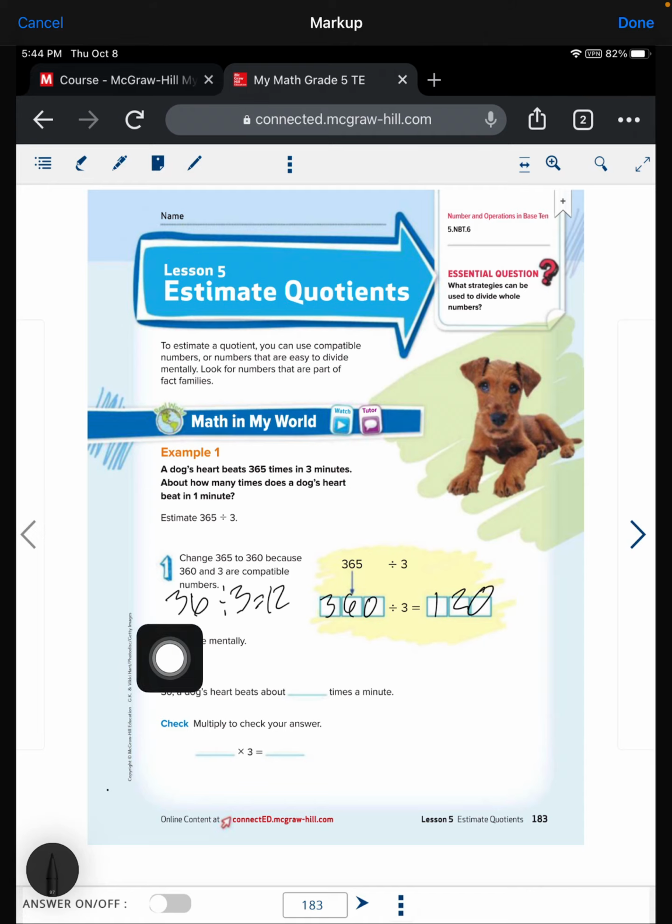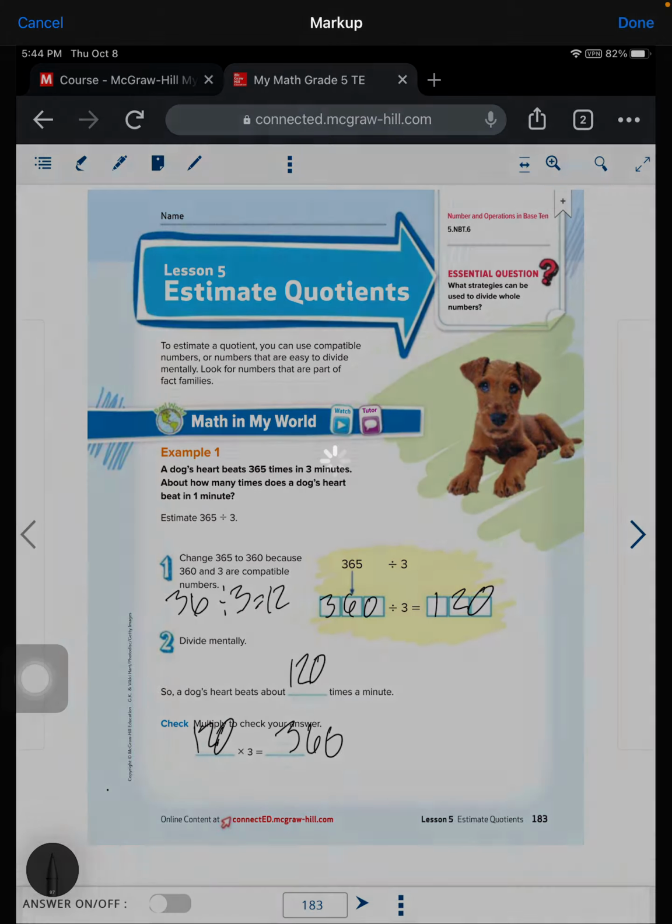See how we have a similar fact family? There was a 0 here, added a 0 here. Then we can divide mentally so we know that the answer is 120. 120 we can put here, and if we times 120 times 3, we will get 360. All right, let's put this into practice, shall we?